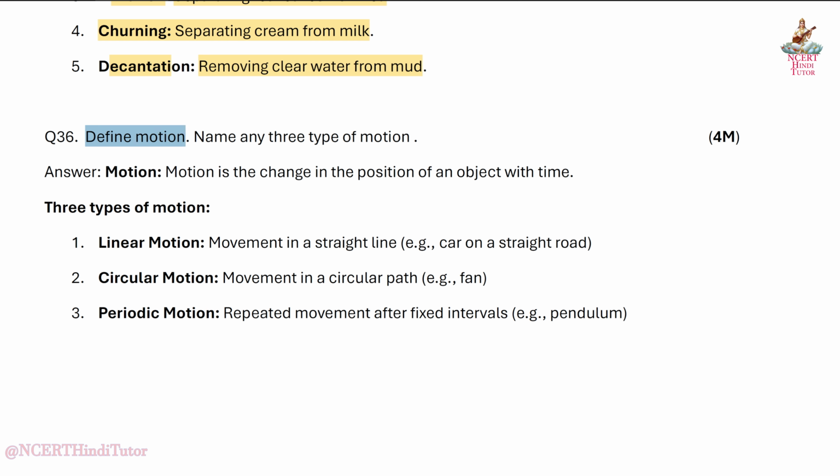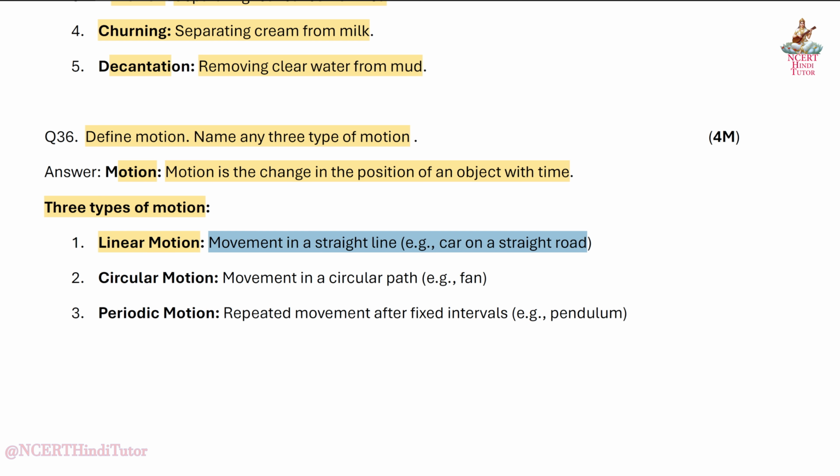Question 36. Define motion. Name any three types of motion. 4 marks. Answer: motion. Motion is the change in the position of an object with time. Three types of motion. First, linear motion. Movement in a straight line. Example, car on a straight road.